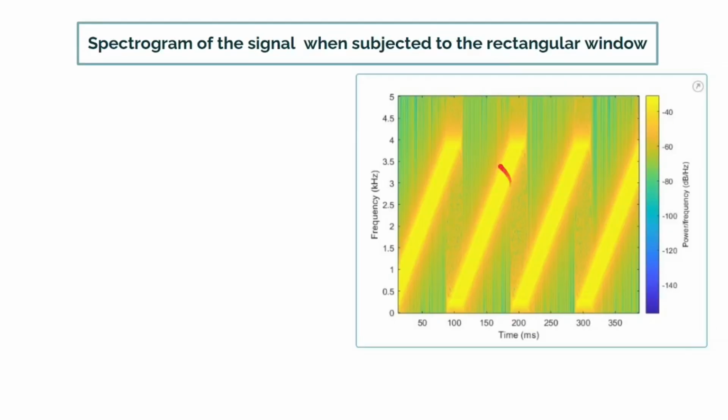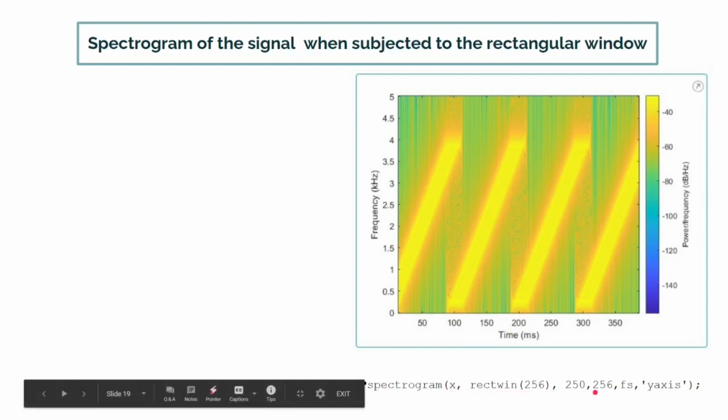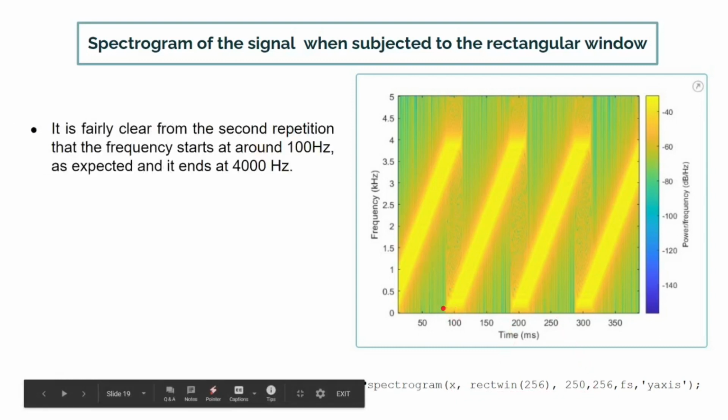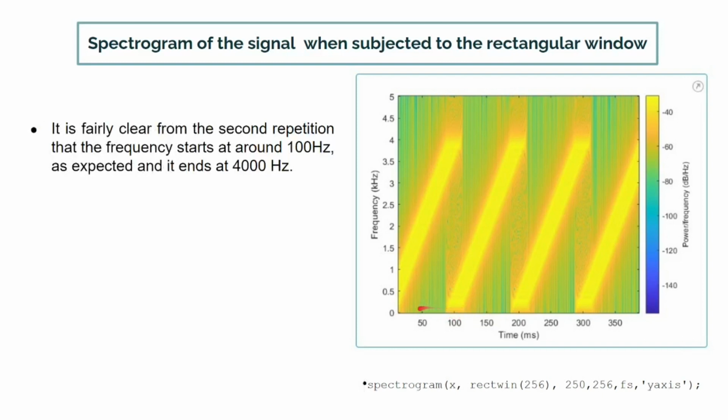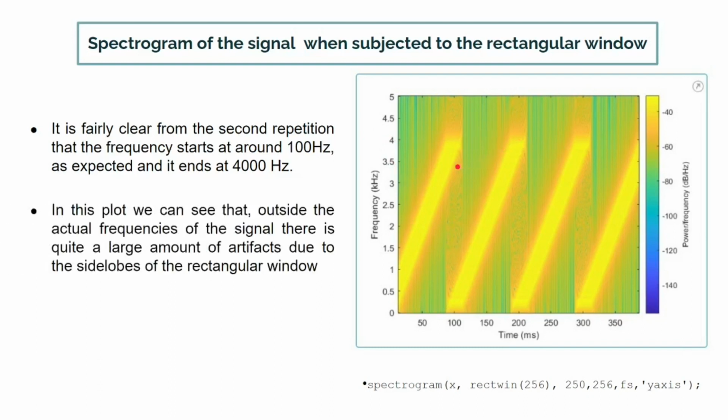This is the plot of the spectrogram we get. The MATLAB code is this. It is fairly clear that the signal starts at around 100 Hz and it ends at around 4 kHz. But there are a lot of artifacts in the side lobes around the main signal. This shows that there is a lot of spectral leakage when we use a rectangular window.